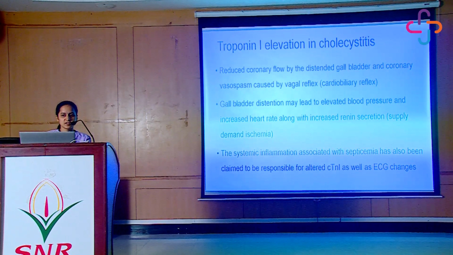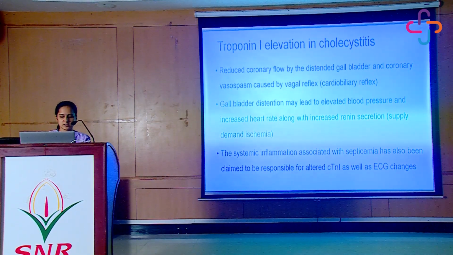And troponin I elevation in cholecystitis is also because of the cardiobiliary reflex, as we saw on the last slide. Gallbladder distension may lead to elevated blood pressure and increased heart rate, along with increased renin secretion. With increased heart rate, we know that the heart gets its blood supply during the diastolic phase. So when there is tachycardia, usually the systolic phase remains constant and the diastolic duration is decreased. So this might cause a decrease in the blood supply to the heart. And the last one is the systemic inflammation associated with septicemia. This also claims to be responsible for elevated troponin.